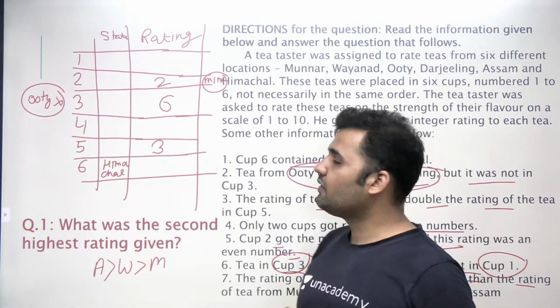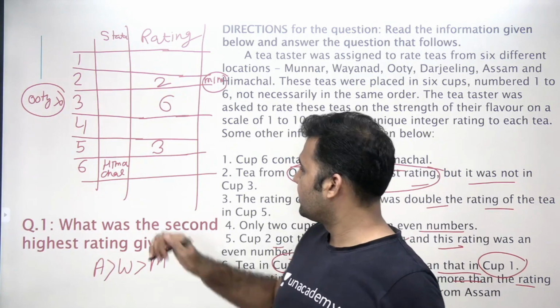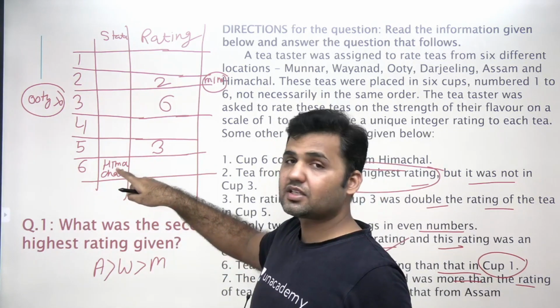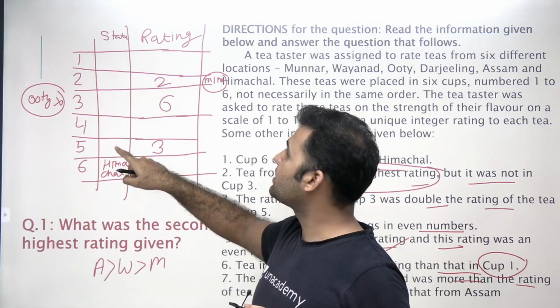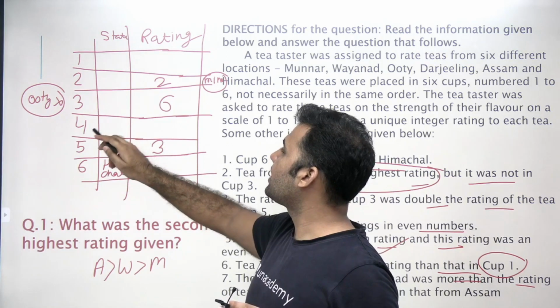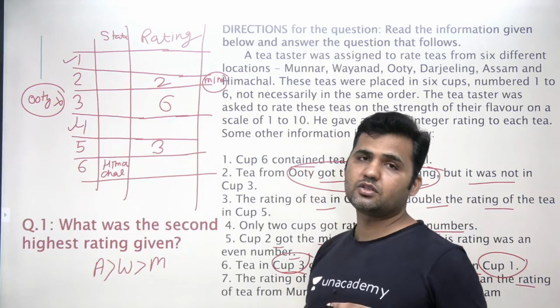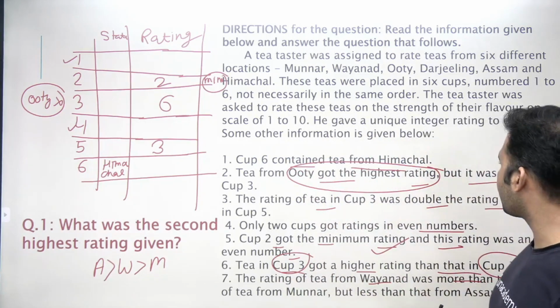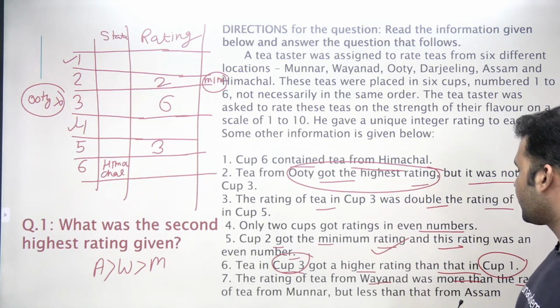Now the tea from Uti got the highest rating. Himachal is coming over here, so Uti cannot come here, because Uti is getting the highest rating. So there are only two options left for Uti. It can be either cup number 4 or cup number 1. Do we have any other information which tells us where we can place the Uti? Let's have a look at it.